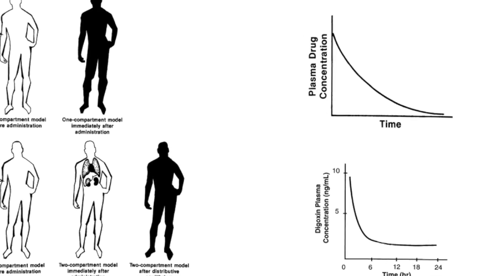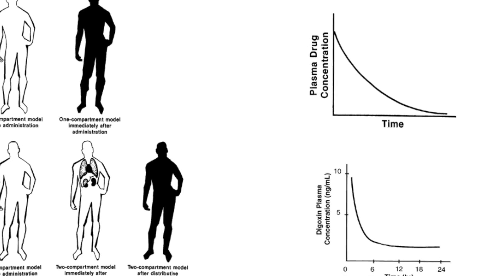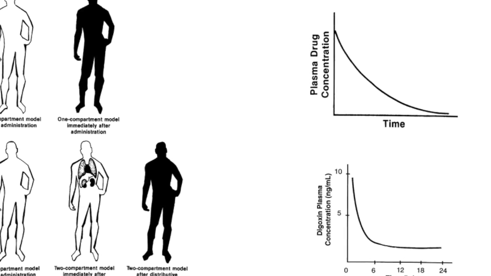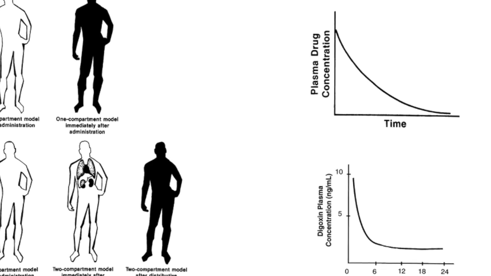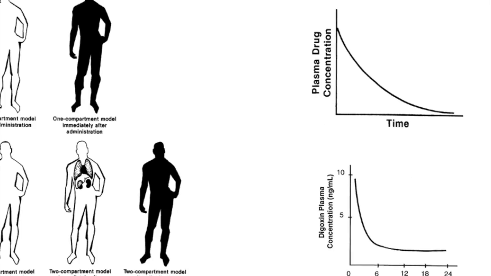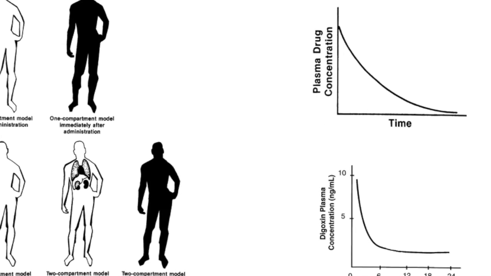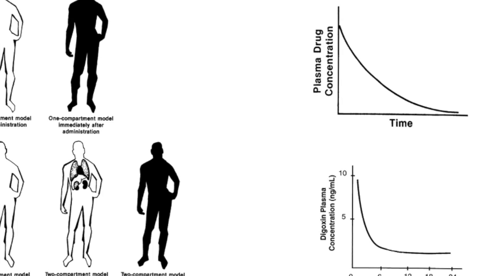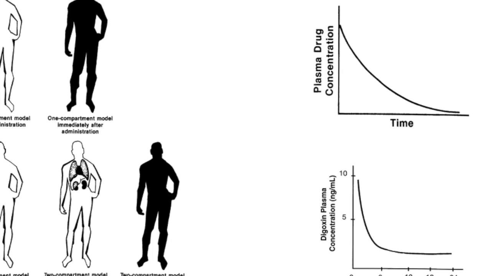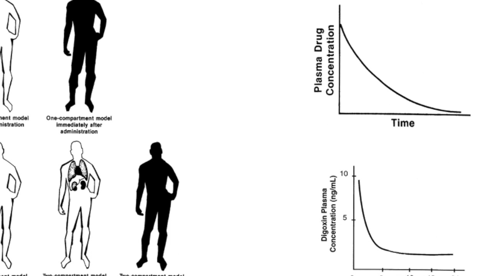On the other hand, if a drug's pharmacokinetics is better described by a two-compartment model, the drug first distributes to tissues in the central compartment and then distributes more slowly to the rest of the body. As a result, the concentration time profile has two phases, the first showing a more rapid decline, followed by a slower decline after the drug has distributed throughout the body and concentrations in the plasma are lower.